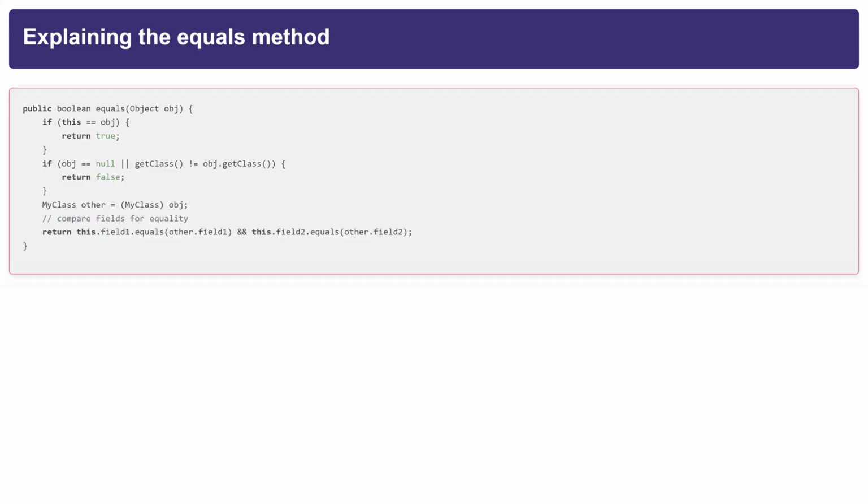Here is an example of overriding the equals method. Public boolean equals(Object obj). If this equals obj, return true. If obj equals null, or getClass() does not equal obj.getClass(), return false. MyClass other equals (MyClass) obj. Compare fields for equality, return this.field1 equals other.field1, and this.field2 equals other.field2.